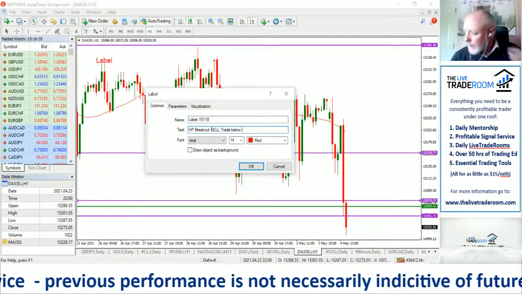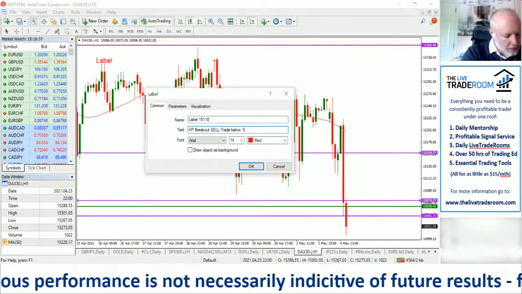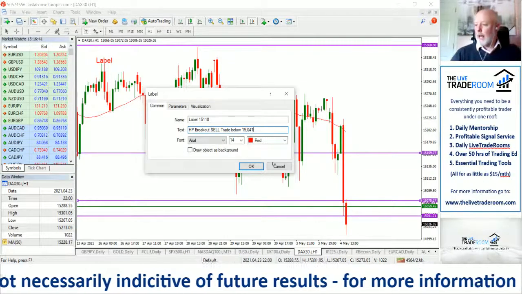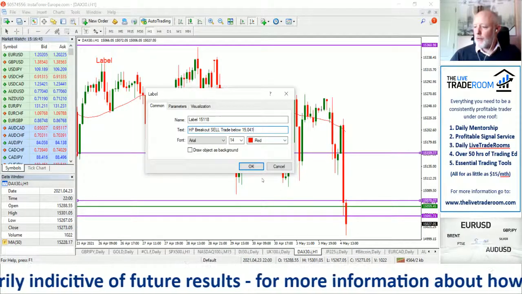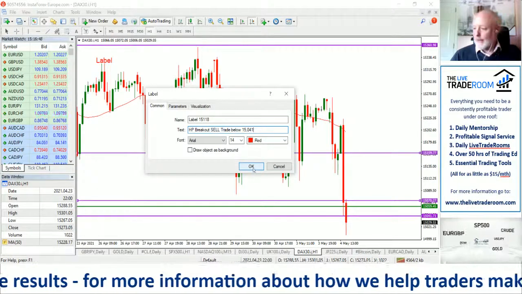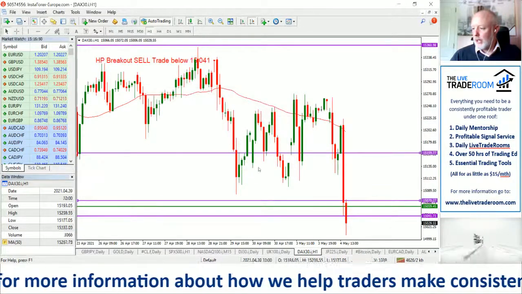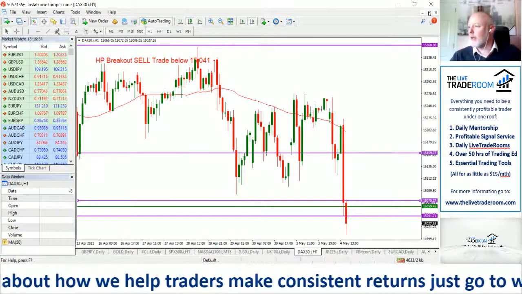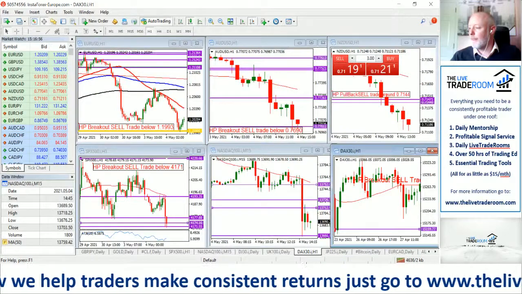So below the 15,041 level. It's important to identify these levels objectively, whether price has broken through it or not, because you can always get a bit of a pullback to that level, and it can allow you to get in.